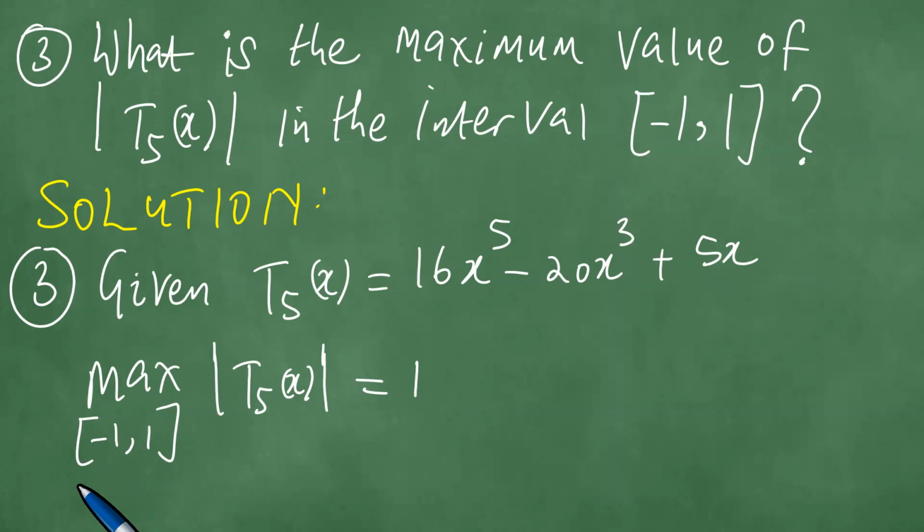value. I want us to analyze this very carefully. When you take x to be 1, what do you get? You have 16 minus 20, which is minus 4, plus 5. It gives us 1. What about minus 1? You'd have minus 16 plus 20, which is exactly 4, minus 5, which is minus 1. So anyhow, the maximum is indeed 1.